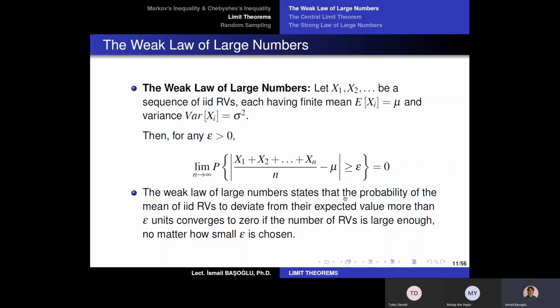So let's read the statement. The probability of the mean of independent and identically distributed random variables to deviate from their expected value more than epsilon units converges to 0 if the number of random variables is large enough when the average is calculated. And no matter how small epsilon is chosen, after some certain n value, that convergence is going to occur. Basically, it says that at some point, when you increase the number of random variables in that average, that value is going to be even closer to mu, even more than that epsilon value that you have chosen, no matter how small an epsilon you choose.